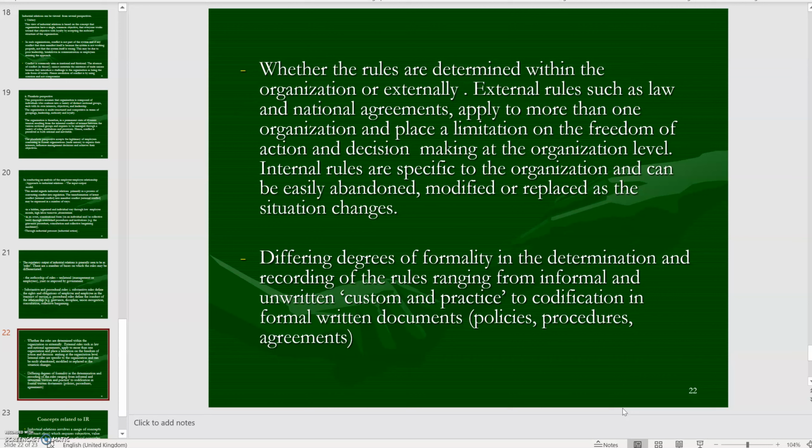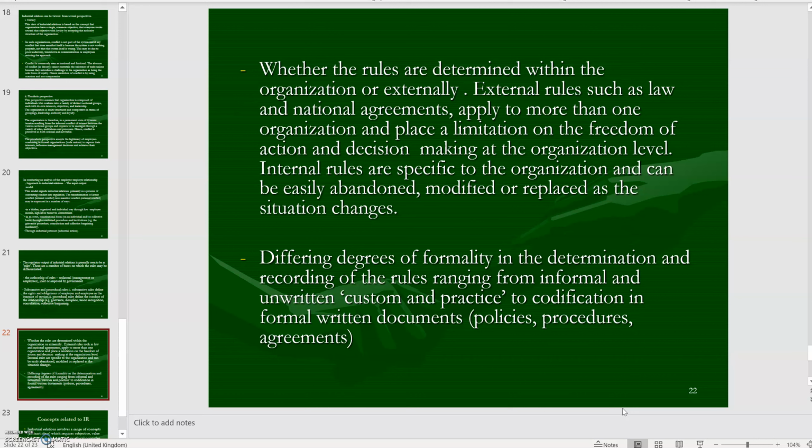So whether the rules are determined within the organization or externally, external rules such as law and national agreements apply to more than one organization and place a limitation on the freedom of actions and decision making at the organizational level. Okay, so external rules like national agreements, what is done with the government, maybe by NUBE, National Union of Banking Employees. That one will affect all the banks in the industry at the national level. For instance, if the government intervenes between the banking employers and NUBE, then the employees will have to follow what the government has agreed to do, in order to settle conflict between them.